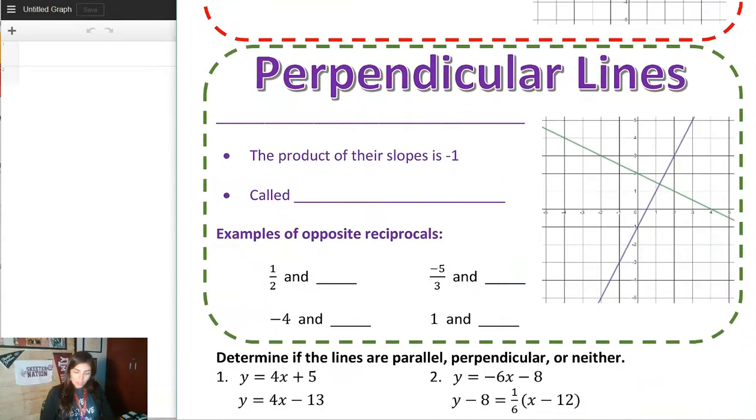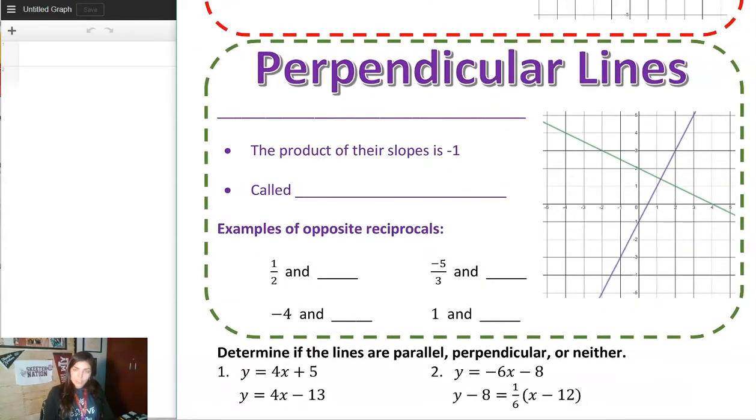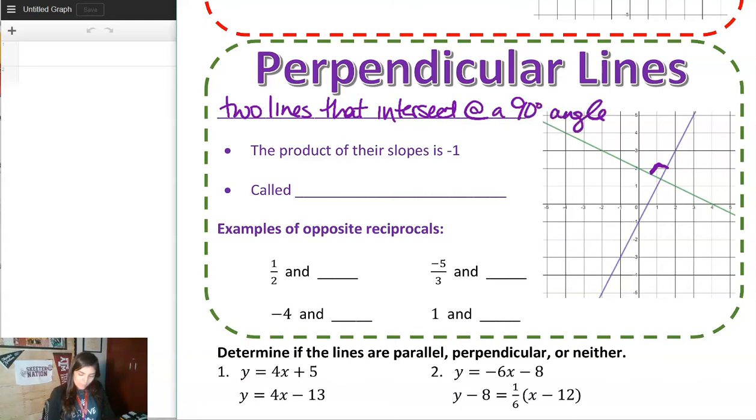Perpendicular lines, however, are a little bit different. If you notice on the graph here, you have a pair of perpendicular lines. Hopefully you notice that these look like they meet at a right angle. And that is exactly right. Perpendicular lines are two lines that intersect at a perfect 90-degree angle. Okay, they create a 90-degree angle or a right angle whenever they cross.